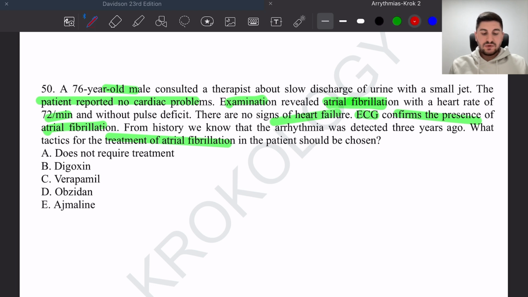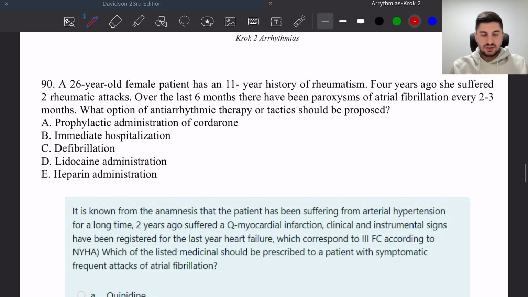So what is the treatment of atrial fibrillation? They are telling you it's just atrial fibrillation on ECG, but it's not affecting the life of the patient. The patient has no symptoms. That's why it doesn't require treatment. Asymptomatic atrial fibrillation, no treatment.